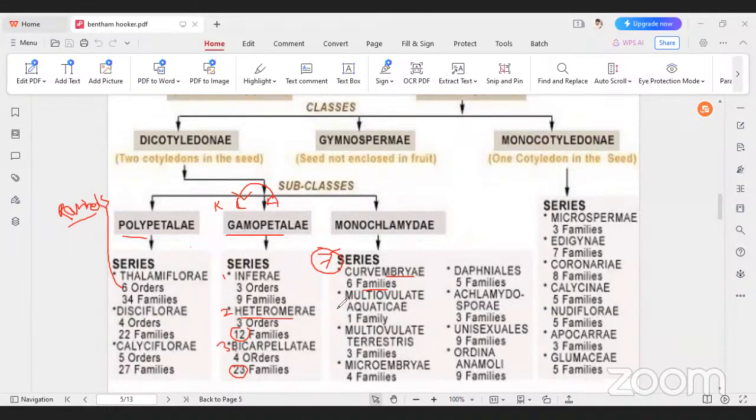And second, Multiovulatae, sorry, Multiovulate, divided into aquaticae and terrestres. Aquatic one family, terrestres three families. Microembryae, four families.